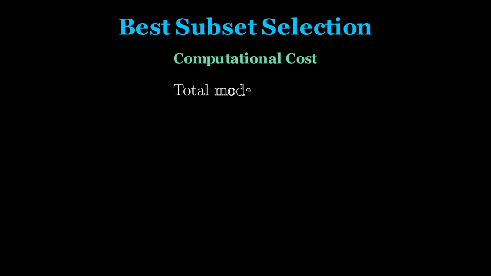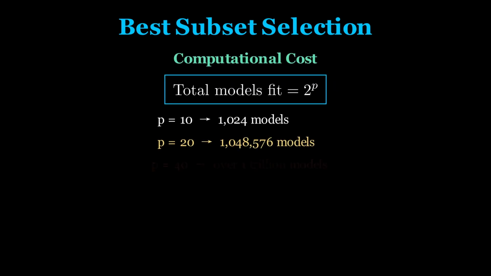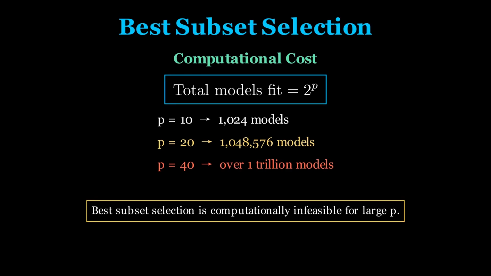The downside to best subset selection is its computational cost. Best subset selection must evaluate 2 to the p models in total. For p equals 10, that is about 1,000 models, which is manageable. For p equals 20, it is over 1 million. For p equals 40, it exceeds 1 trillion. In practice, best subset selection becomes infeasible for large p, which motivates alternative subset selection methods.